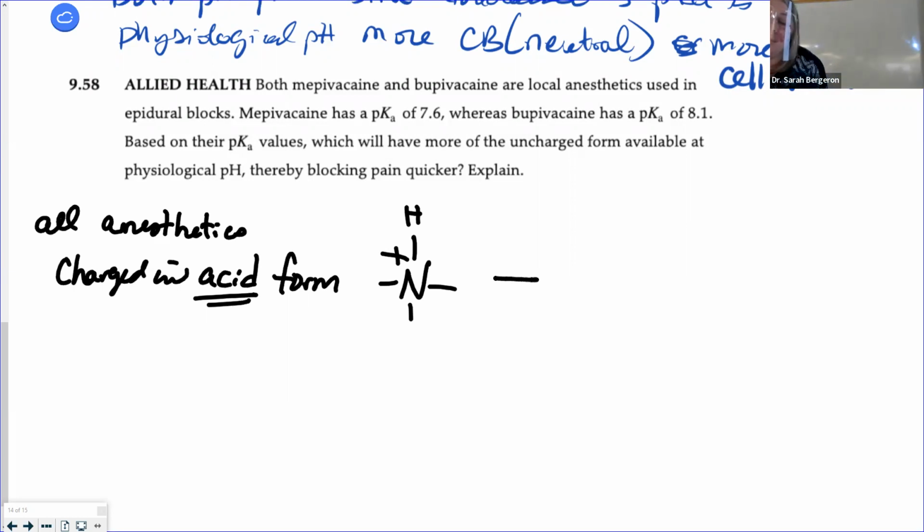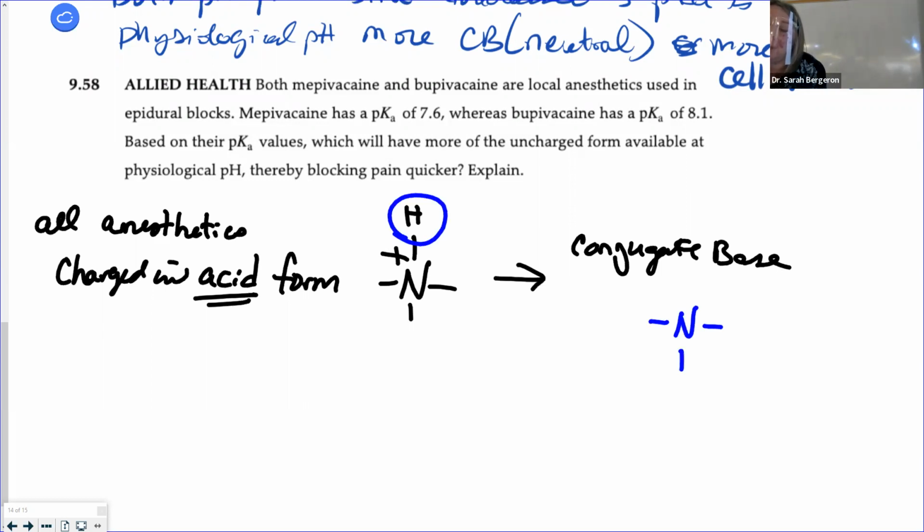And then when they go to conjugate base, what happens? They're going to lose this hydrogen right here. So then you'll have a nitrogen and it'll only have 3 things attached to it. Will it be charged? No, it'll be uncharged. That's kind of like the background that you need to know about anesthetics.